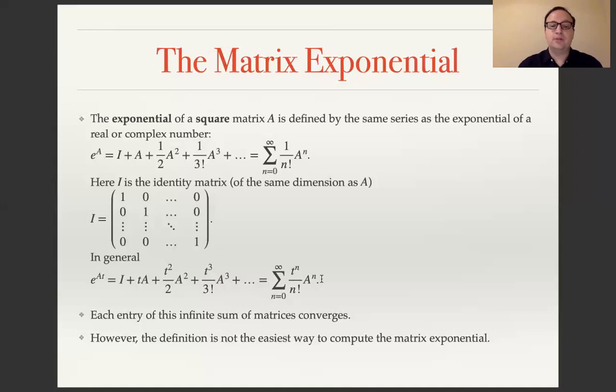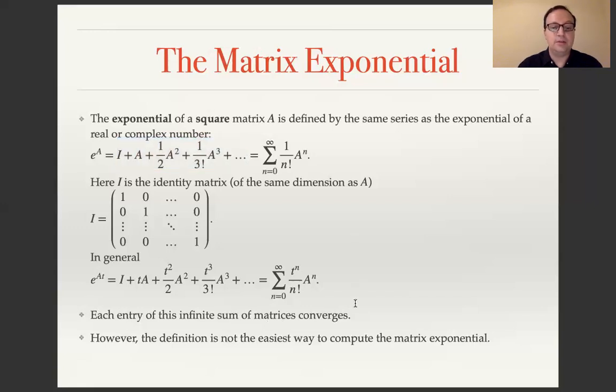What does it mean to have an infinite sum of matrices? We compute the sum for each entry. So all of these are matrices of the same size, and when computing the infinite sum, we add for each entry the contributions of each term in the infinite sum. So each entry of e to the power At, or of e to the A, is given by an infinite sum of the entries of the terms in this definition.